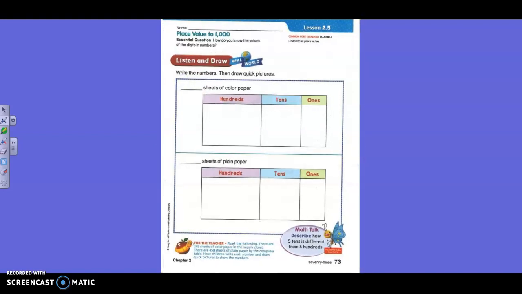2, 4, 5. How is my picture going to look? 200. And how do I draw hundreds? Squares. 2 hundreds.